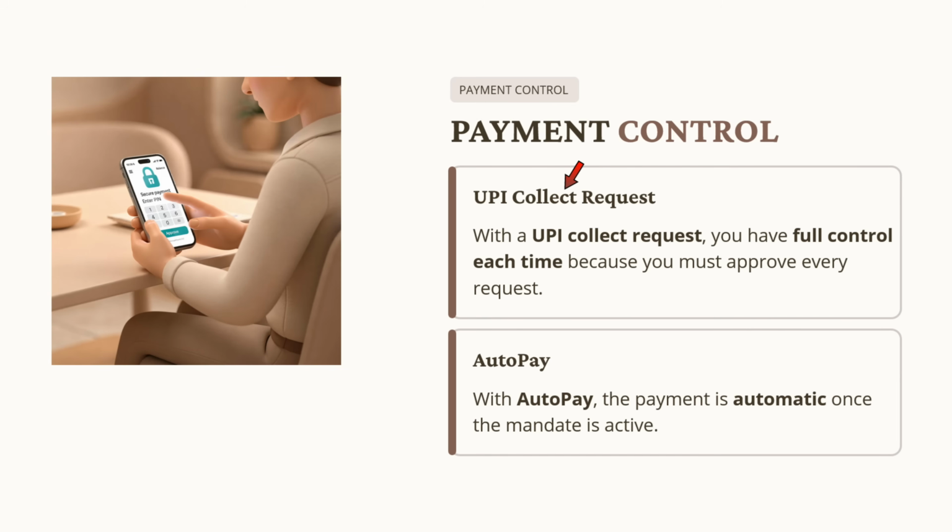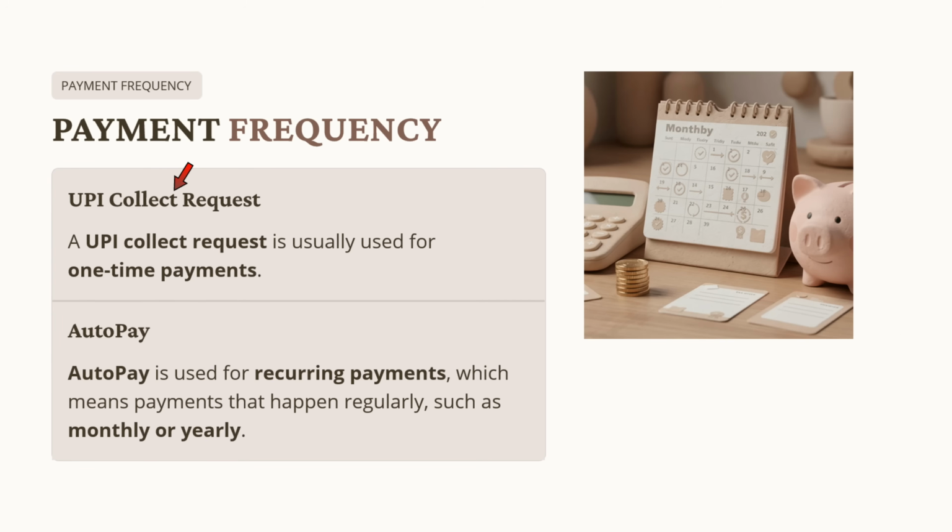In case of UPI Collect Request, you have full control each time because you must approve every request. In case of AutoPay, the payment is automatic once the mandate is active. UPI Collect Request is usually used for one-time payments. AutoPay is used for recurring payments, which means payments that happen regularly, such as monthly or yearly.